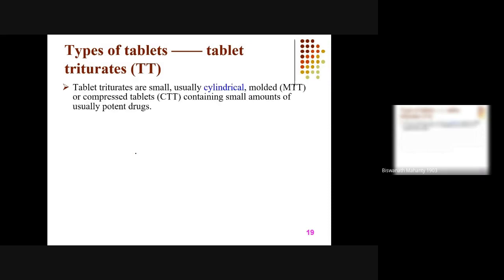Tablet triturates are actually components we are essentially going to have as small, usually cylindrical molded or compressed tablets containing a small amount of usually potent drug.